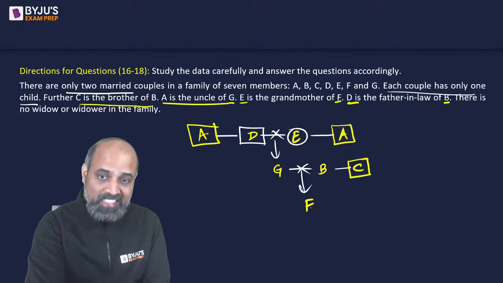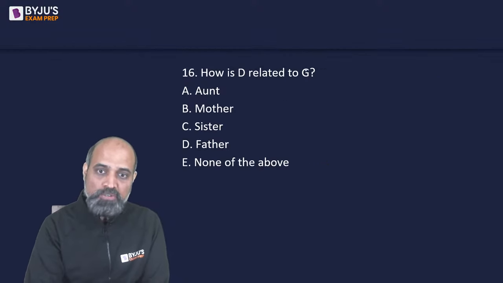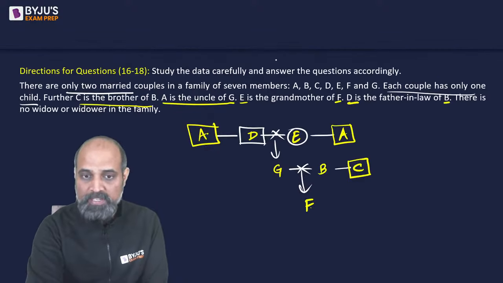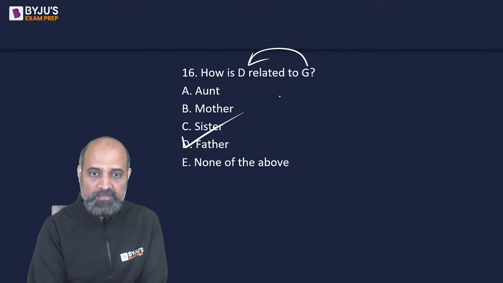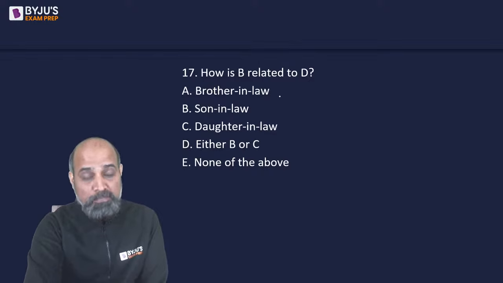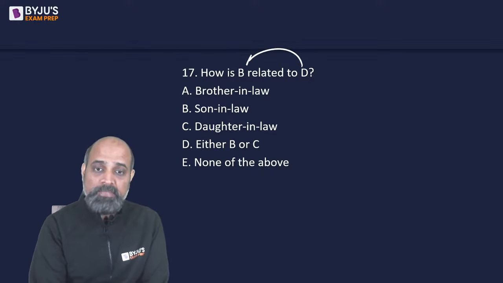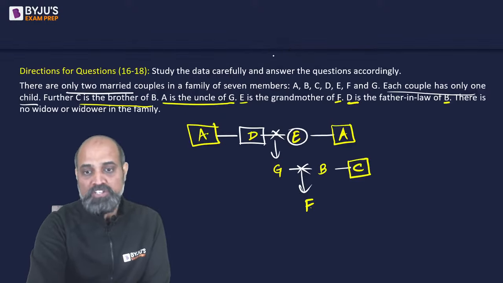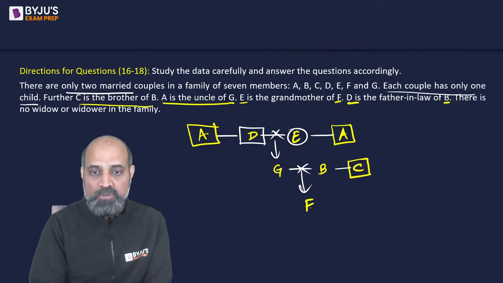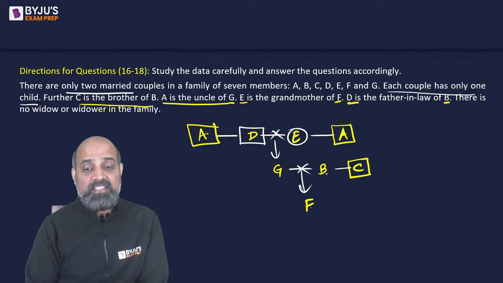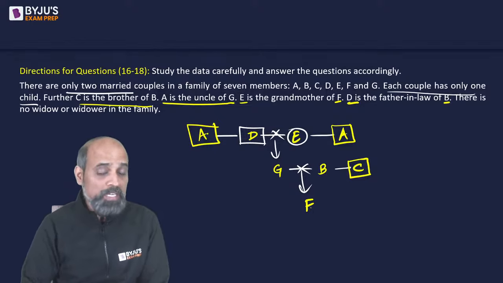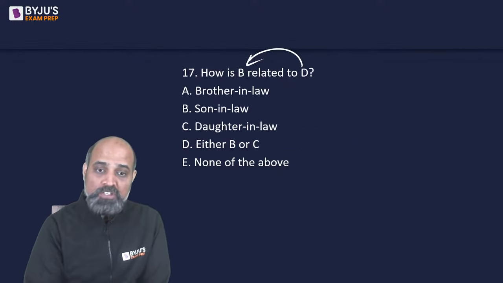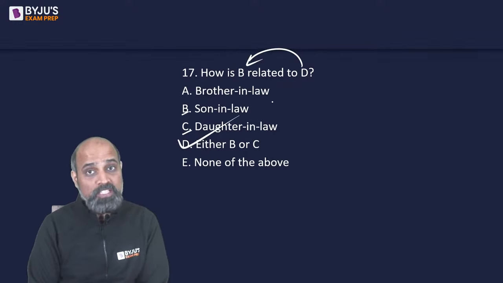So how is D related to G? As in, G is going to call D by which relationship? So G is going to call D by father. How is B related to D? As in, D is going to call B by which relationship? D is going to call B as son-in-law or daughter-in-law. Hai na? Kyunki B ka gender to nahi pata. So it's going to be son-in-law or daughter-in-law. So either B or C.